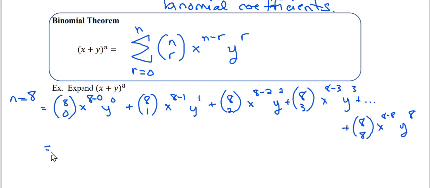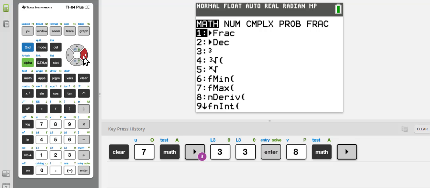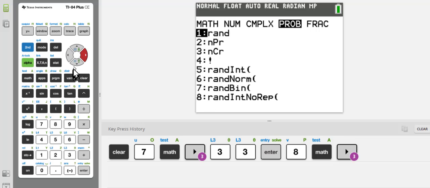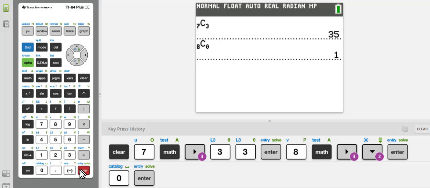For some of these binomial coefficients, it might be helpful to just use our calculator. Let me show you how. We're doing 8 choose 0, 8 choose 1, and so on. We hit the 8, go into math, over to probability, down to nCr, choose 0, hit enter, and we get 1.